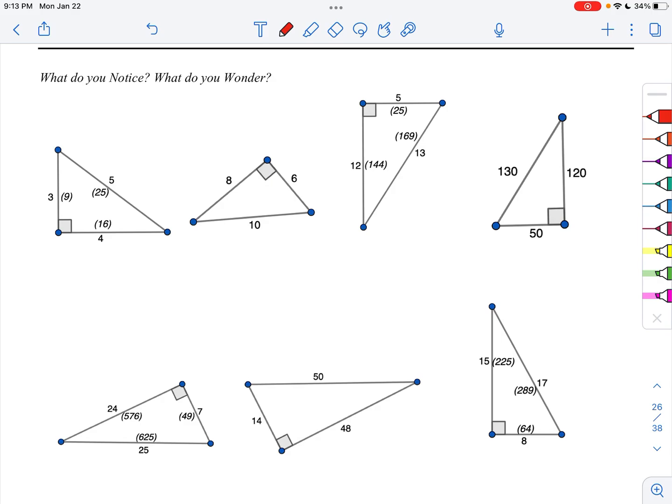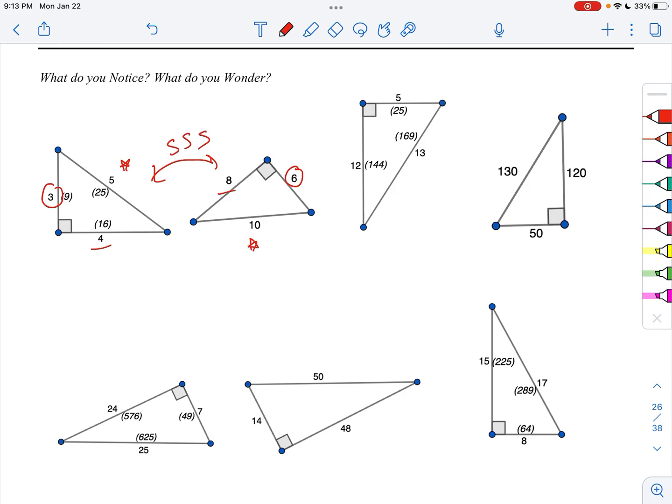Now that you're back, hopefully you're noticing that, first of all, these triangles are right triangles. They don't all have the same ratios. Some of them do. When I compare this, 3 times 2 is 6. 4 times 2 is 8. 5 times 2 is 10. So these two triangles are similar by side, side, side.